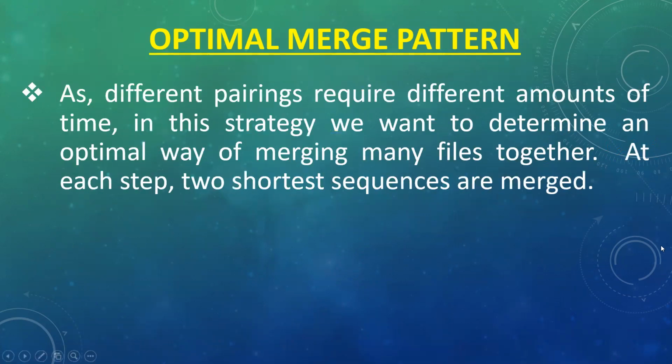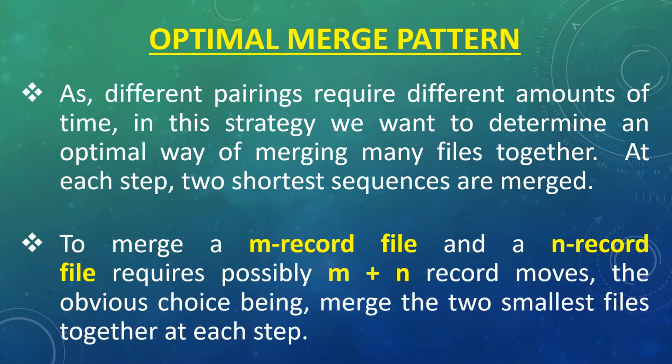In this strategy, we want to determine an optimal way of merging many files together. At each step, the two shortest sequences are merged. So we have summarized that the two shortest files will be taken and merged together, and then the next shortest. In that way, we will be merging all the files. To merge files, suppose the first file has M records and the second file has N records, then the number of records that I am moving together is M plus N records.